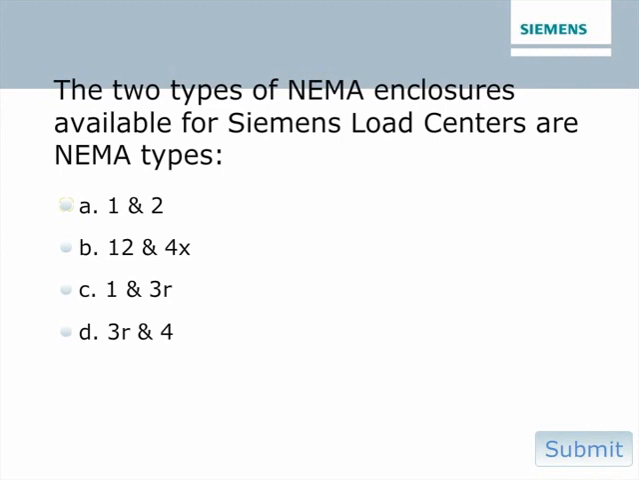Okay, it is knowledge check-in time for part 1 of the basics of load centers. We'll be asking you 5 questions, so here we go. Question 1: The 2 types of NEMA enclosures available for Siemens load centers are: A, 1 and 2; B, 12 and 4X; C, 1 and 3R; or D, 3R and 4.